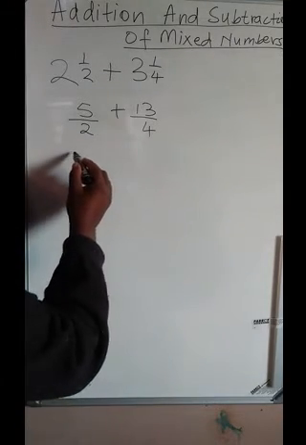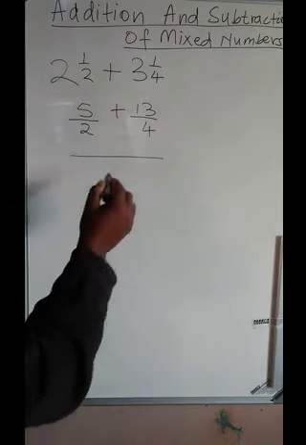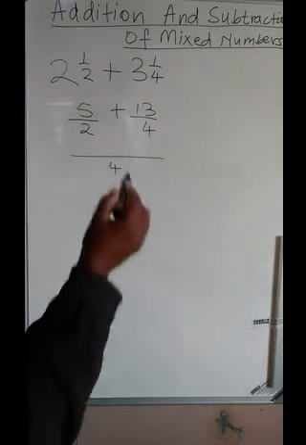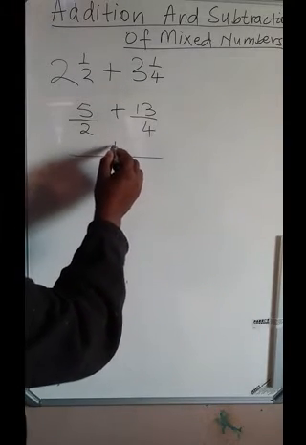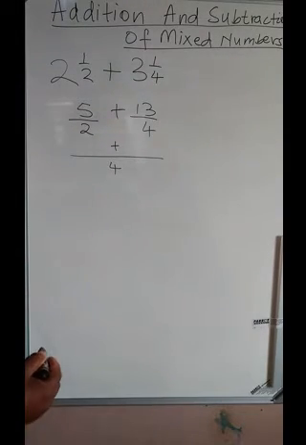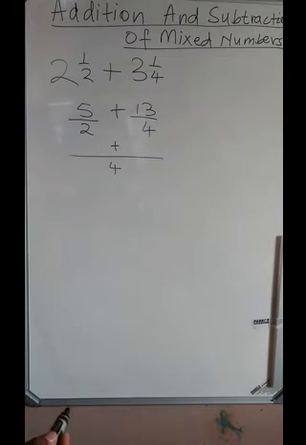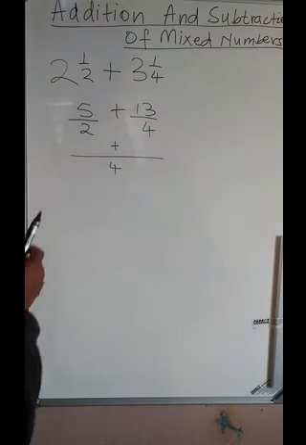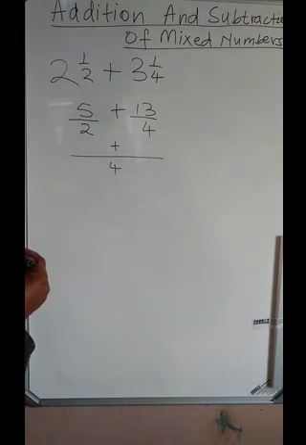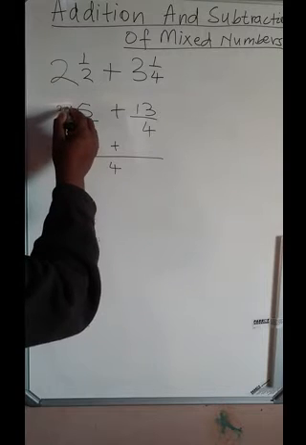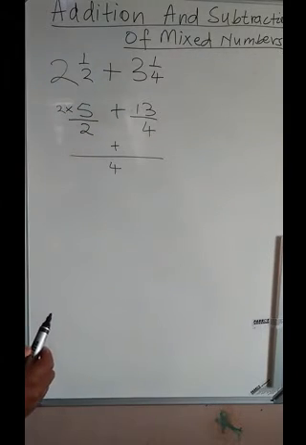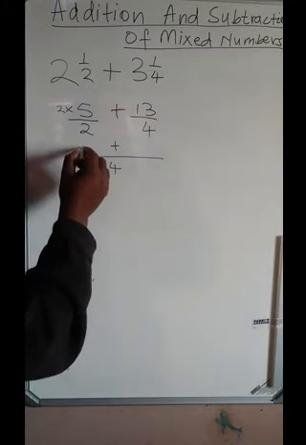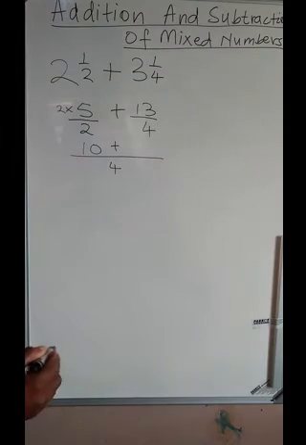So the lowest common multiple of 2 and 4 is 4. And then you bring down the addition sign. You then say, how many times does 2 go into 4? It goes 2 times. So you write the 2 times next to the numerator, and then you say 2 times 5. The answer, you write it there, it is 10.